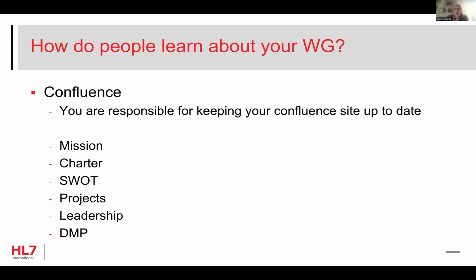How do people learn about your work group? Hopefully there are people leaving your work group and running to tell others how wonderful it is. One way people will learn about your work group is from Confluence, because that's our main workspace. That's why it's important for people not to come to your site and find stuff that's 3 years old, and nothing that's current. They can find old stuff, but they've got to see current stuff. They've got to see your mission and your charter, your SWOT, what projects you're working on, who's in charge and how to reach them, your decision-making practices, and of course all your agendas and minutes.